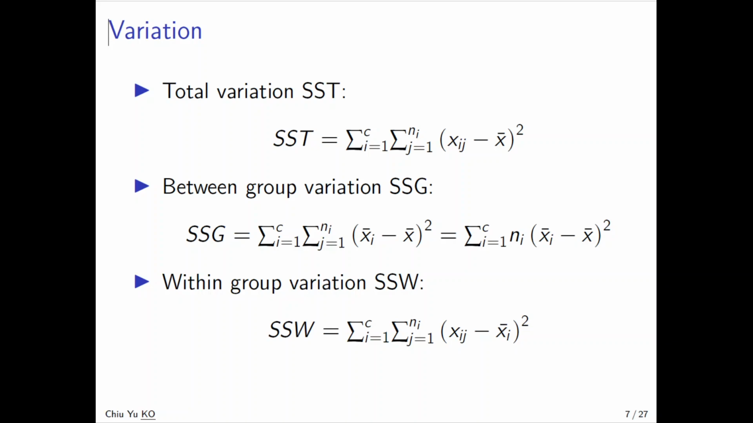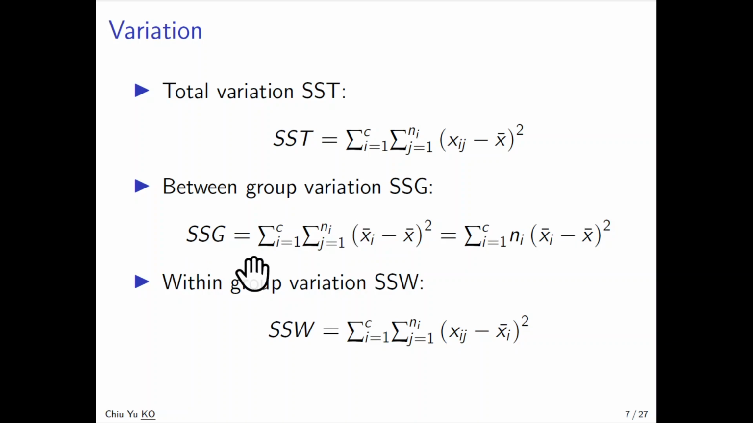SST is the total variation. Total variation refers to each observation and the overall mean, the grand mean, x bar. X bar is the overall mean, basically the sum of all observations divided by n. So we look at each observation minus the mean, squared. Basically this is the sum of squares from the grand mean.